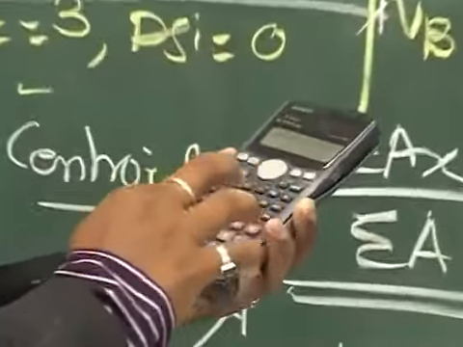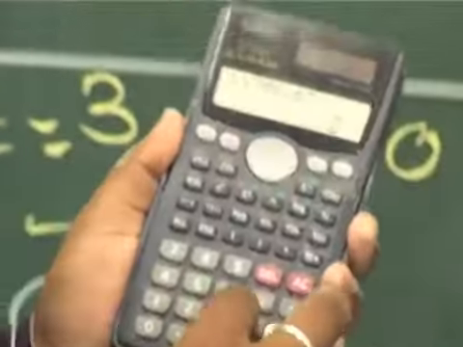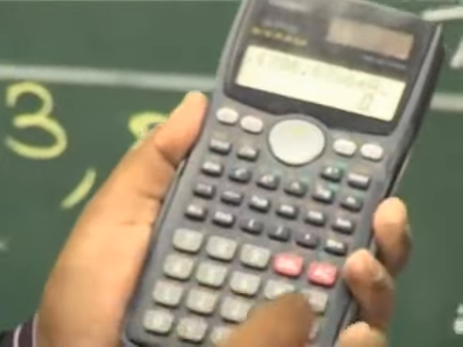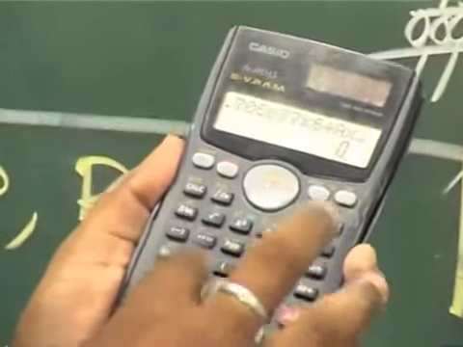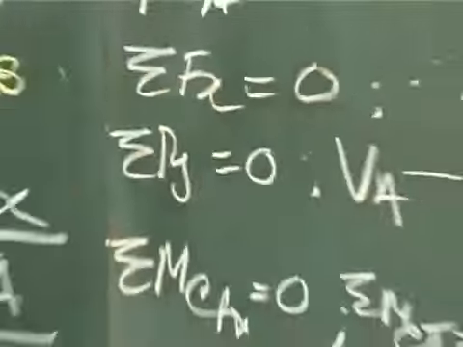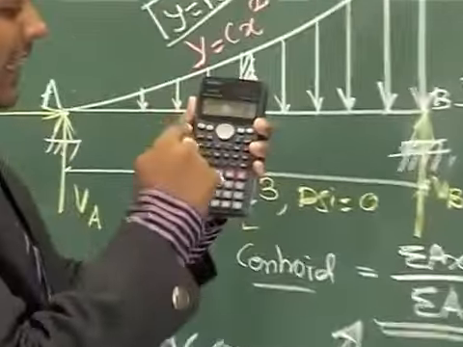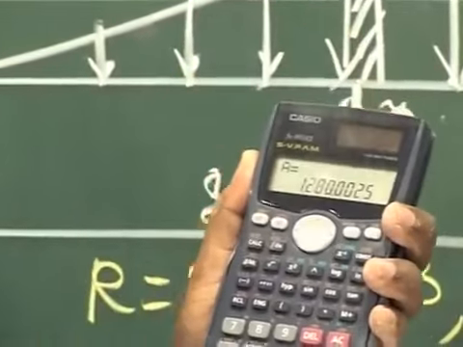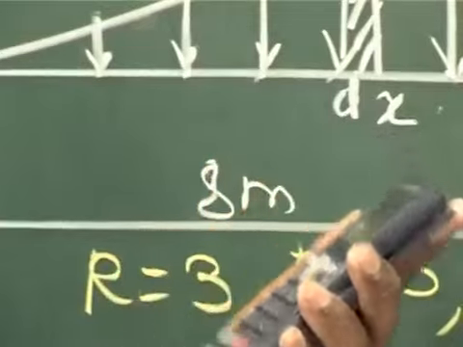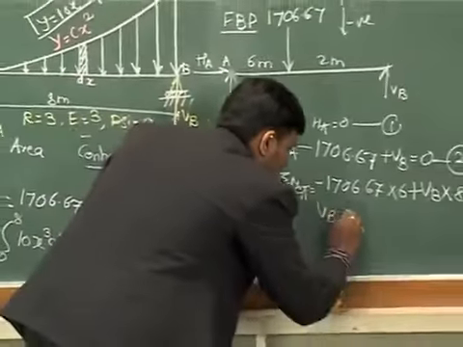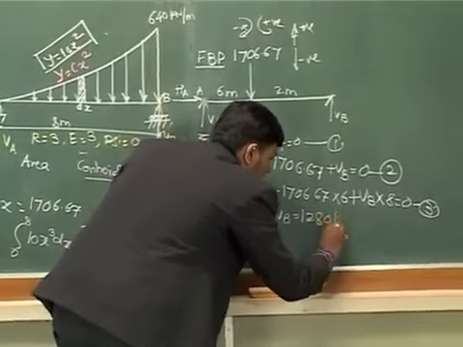Minus 1706.67 multiplied by 6 plus Vb multiplied by 8 equal to 0. So Vb over here in the calculator, it will be A. Then we have to just press shift calc, again shift calc. So shift calc you have to press twice. It comes out to be 1280. So Vb comes out to be 1280 kilonewton.